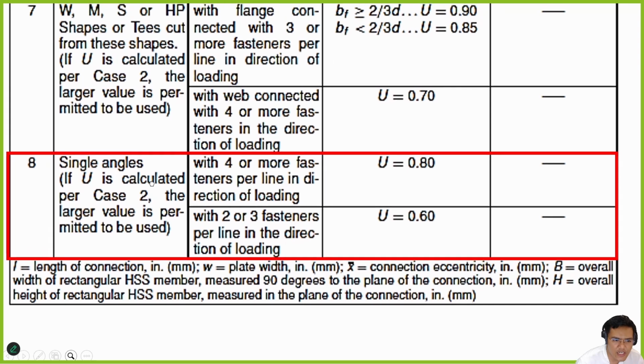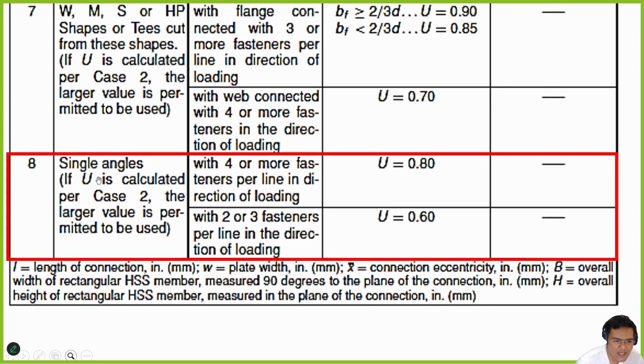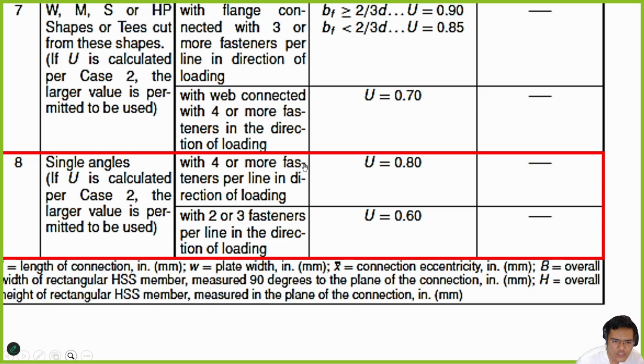This is for shear, single angle, no? Single angles. If U is calculated as per case 2, the larger value is permitted. So, another notes. So, kapag daw 4 or more bolts per line in direction of loading, automatic yun, it's 0.8. No? And kapag 2 or 3 bolts per line in loading, it's 0.6. Okay? You could see here na bakit kapag madaming bolts, mas mataas ang shear lag factor. No? Pero pag mas kumonti yung bolts mo, lumiliit yung shear lag factor. Ibig sabihin, lumiliit din yung area net mo, no? Mas critical siya, no? Lumiliit yung area net mo or yung effective area mo.